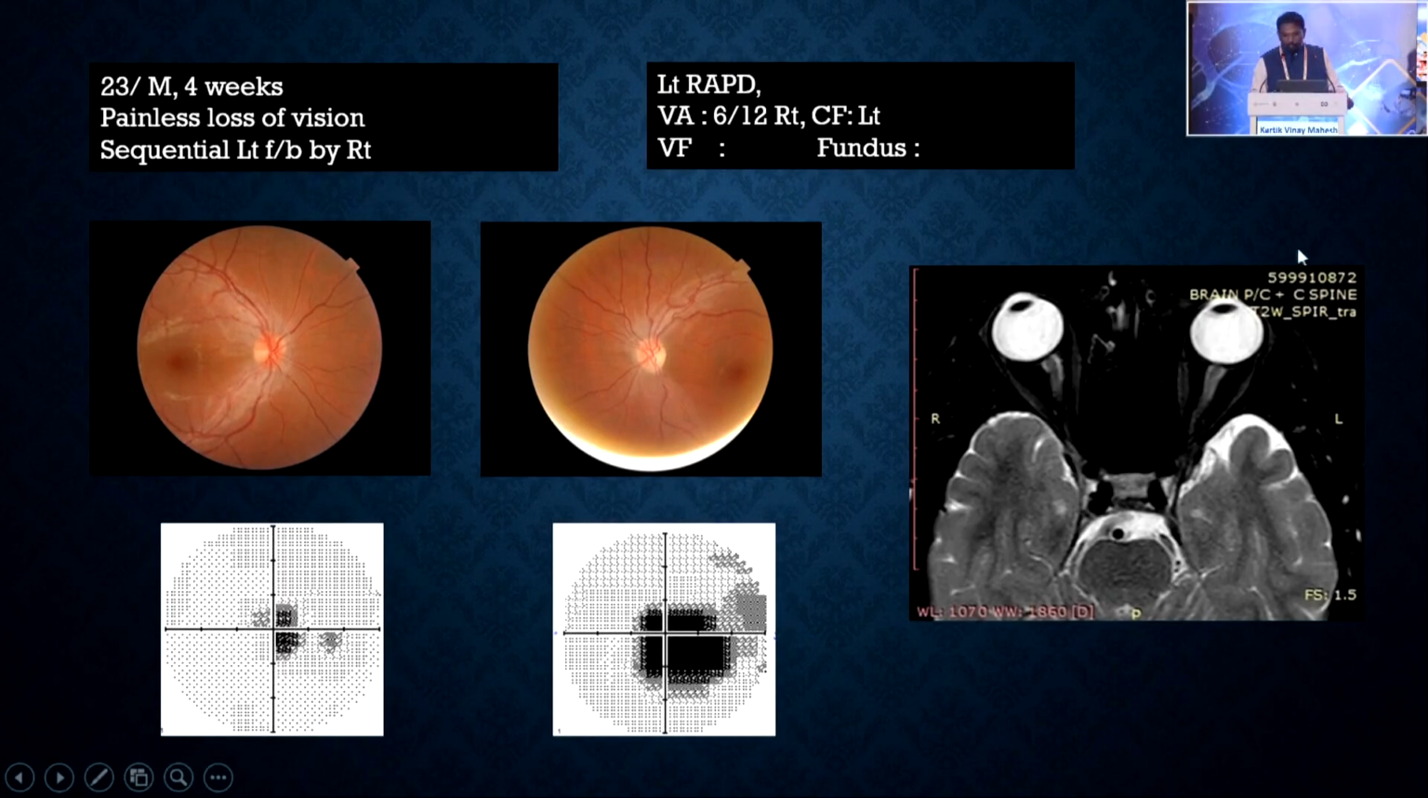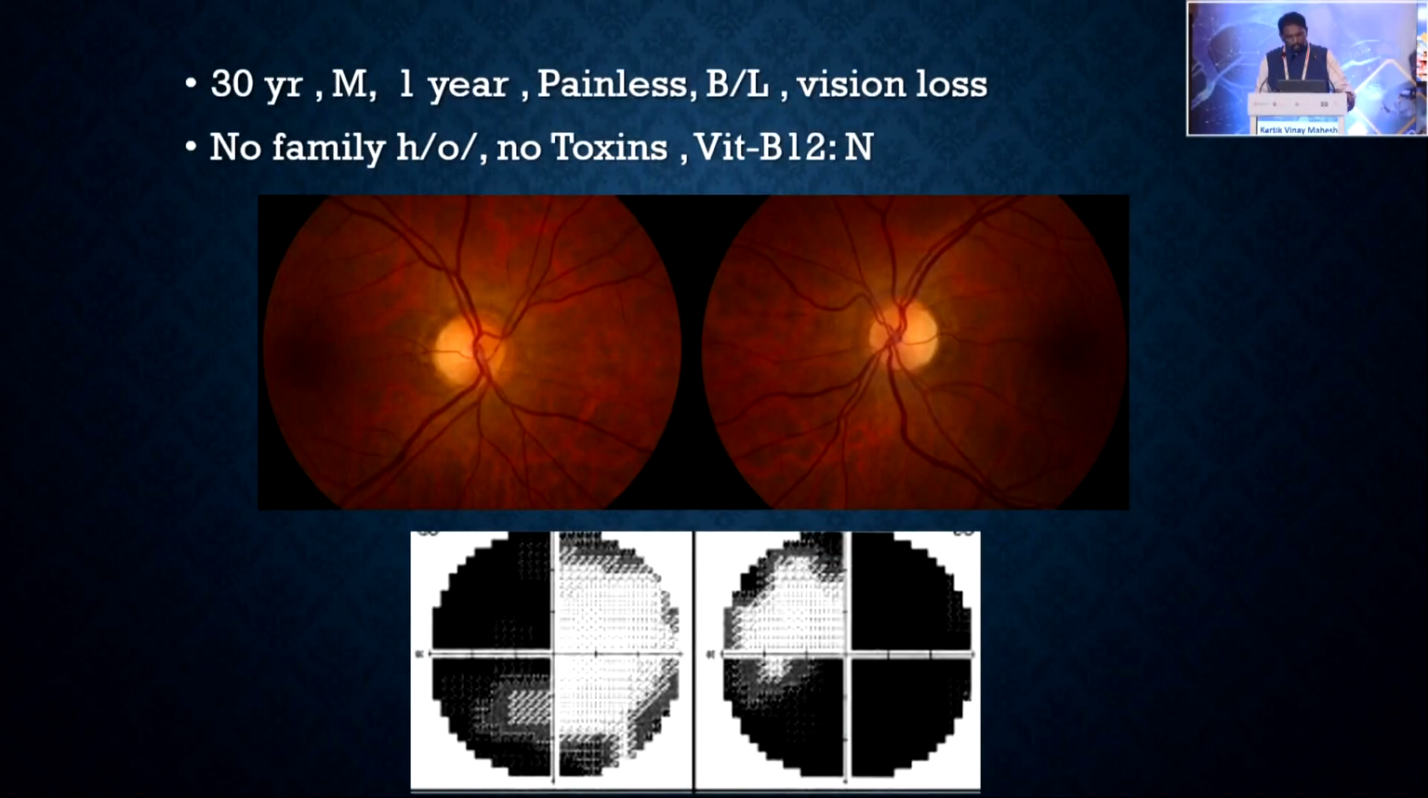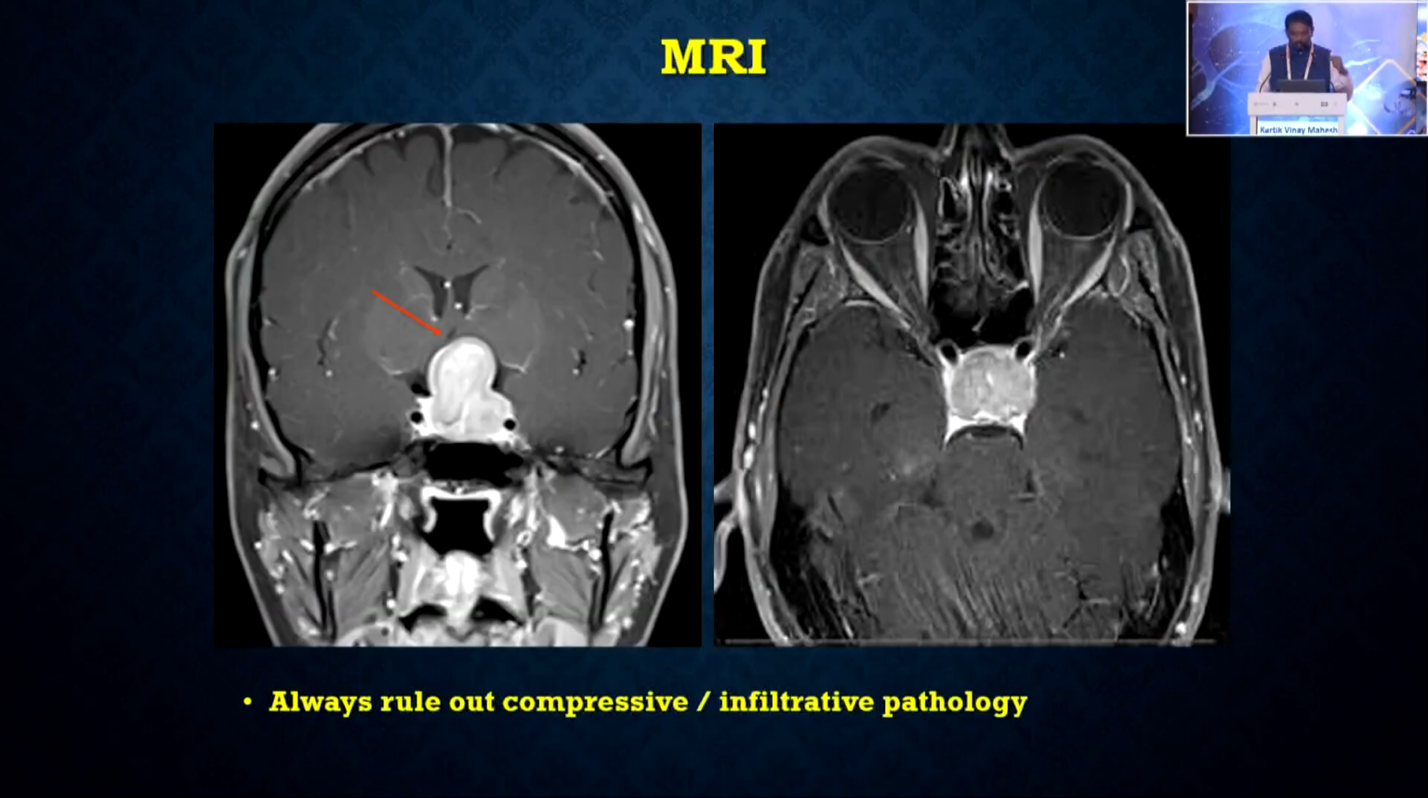There are atrophic optic nerves. There are central scotomas. This patient is possibly Leber's. Now I follow another patient with a similar history, 1 year history, progressive vision loss. I say there's no toxin. This must be Leber's. But we get an MRI.